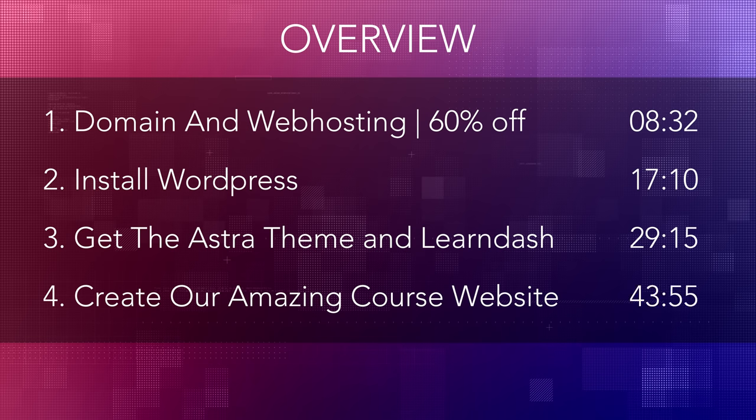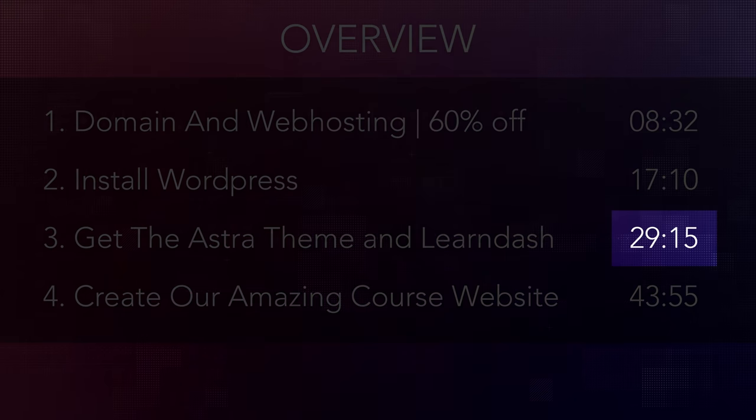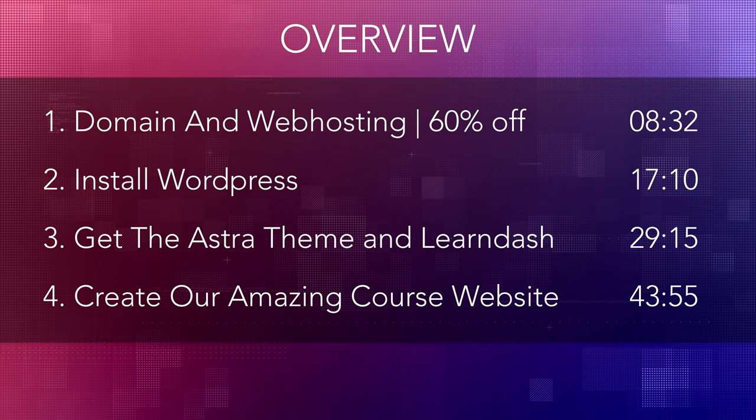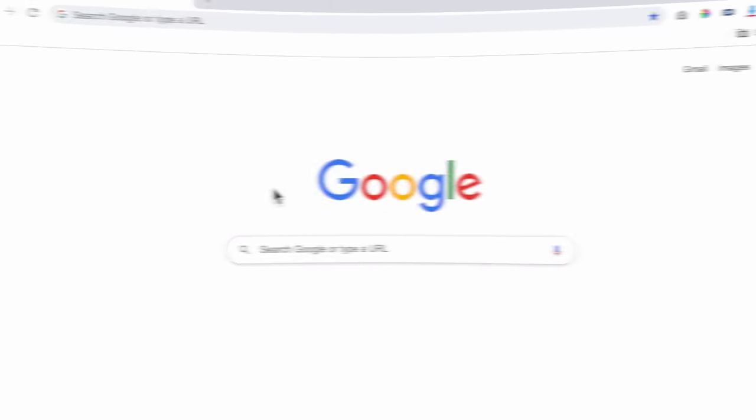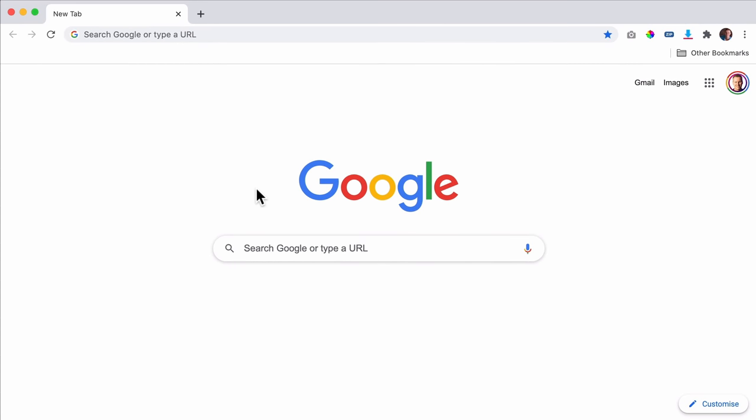And if you have a domain name and web hosting already and you have installed WordPress, then you can go to step 3 and I will show you the timestamp so you can go immediately to that point in the video. So the first 2 things we need in order to create a course website are a domain name and web hosting. If you have this already, that's great. Then you can skip this part.